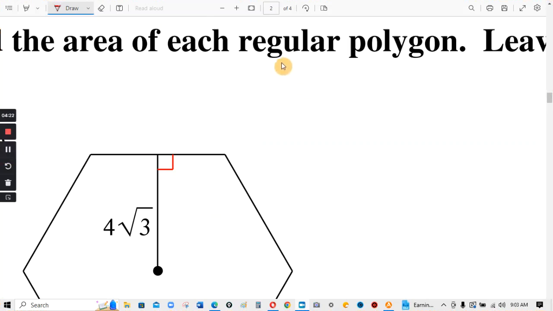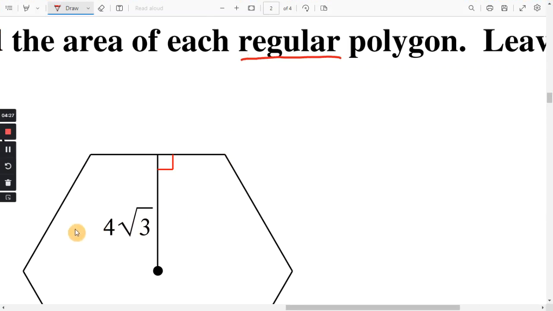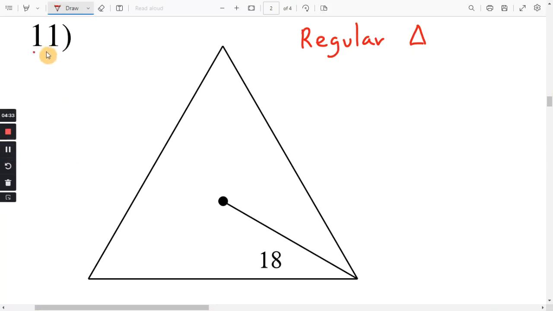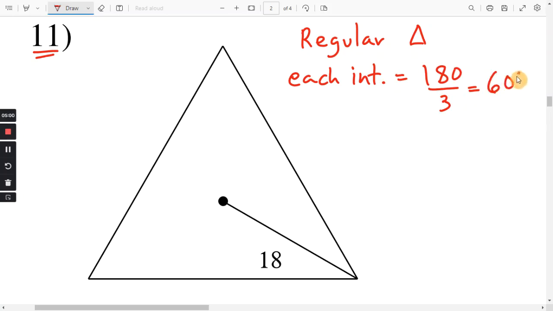Okay, back to the worksheet. You want to remember that each polygon is a regular polygon, so each side and each angle is congruent. All right, let's look at number 11. We have a regular triangle. We know the sum of the interior angles of a triangle equals 180. So each interior angle is just going to be 180 divided by 3. So that's just 60 degrees.